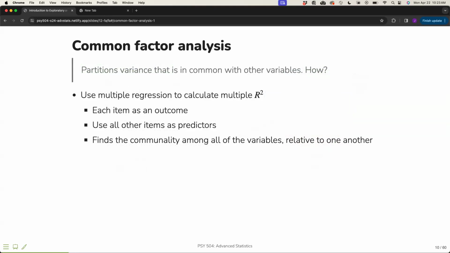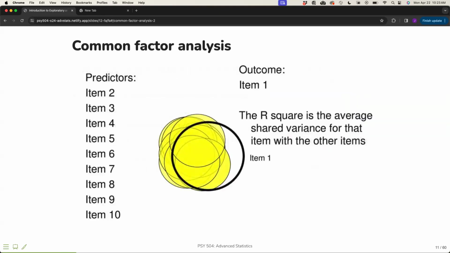Each item in our factor analysis, we treat as a DV, and we regress all the other items onto that DV, and then we extract the R squared from that analysis. And we do that for each item in our data set. This is a visualization of what I'm talking about. If we take item 1 as our DV, we can regress items 2 through 10 onto that DV. Essentially what we're looking for is the R squared, which is the shared variance of that item with the other items. This black circle here is our DV variance, and the yellow circles are the variance for the other items. What we're interested in is where there's this overlap here.